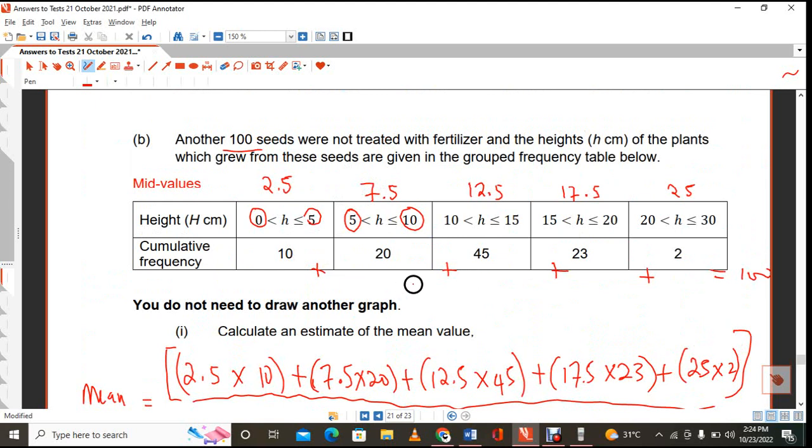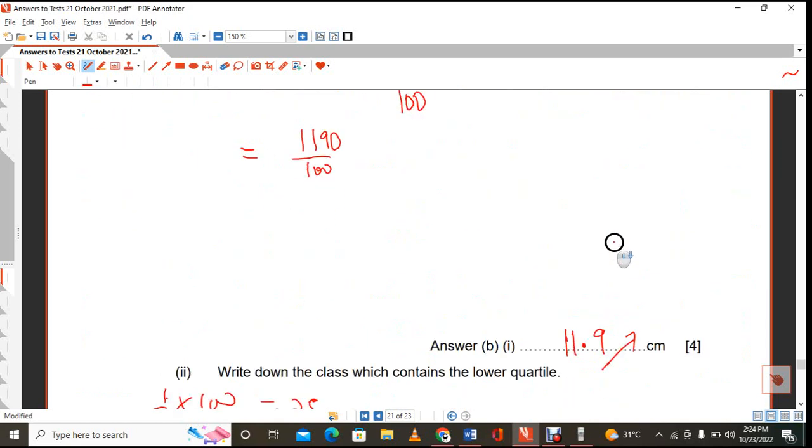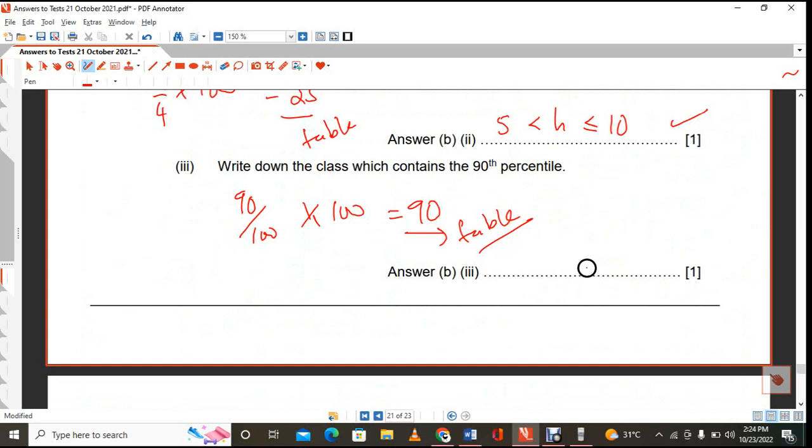When you add 10 plus 20, that's 30, and 30 plus 45, that's 75, and when you have 75 plus 23, that's 98. So this is going to add up to 98 once you're there. So 90 will be in this particular class group. We add 10 plus 20 plus 45 plus 23, so that gives us 98. So the 90th is going to be in this class where the height is greater than 15 and less than or equal to 20.